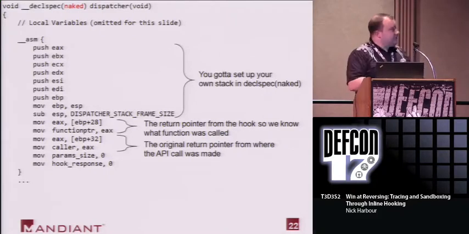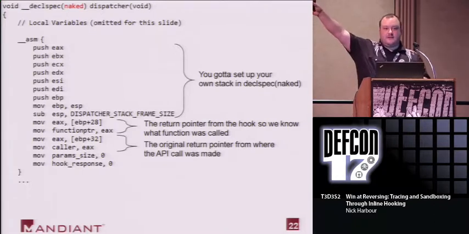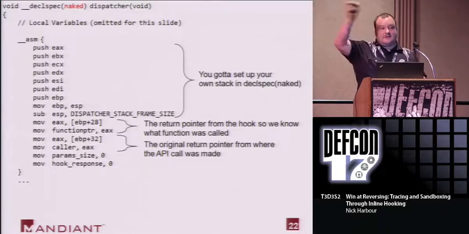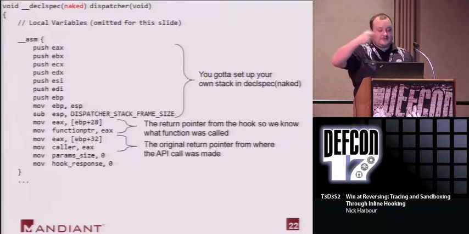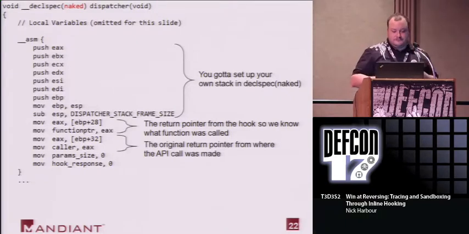It's kind of crazy, but the reason we have to do that is we need access to the actual return pointer on the stack. So we have that call instruction from wherever the hook is installed, calling this function. This function needs to look at that return pointer on the stack so that it knows exactly what function called it. And the only way you can do that that I know of is declspec naked. That's portable, at least.